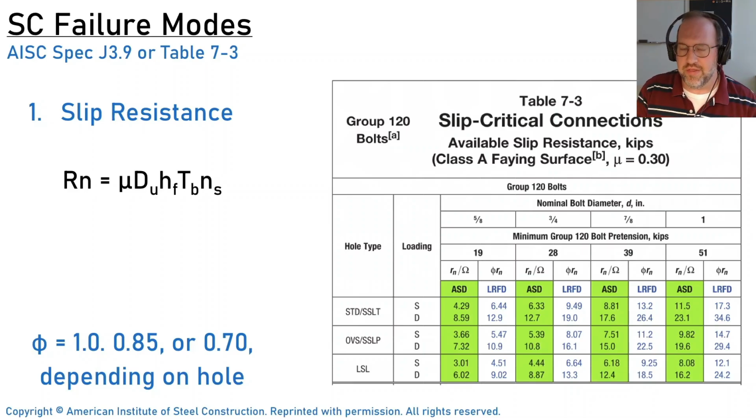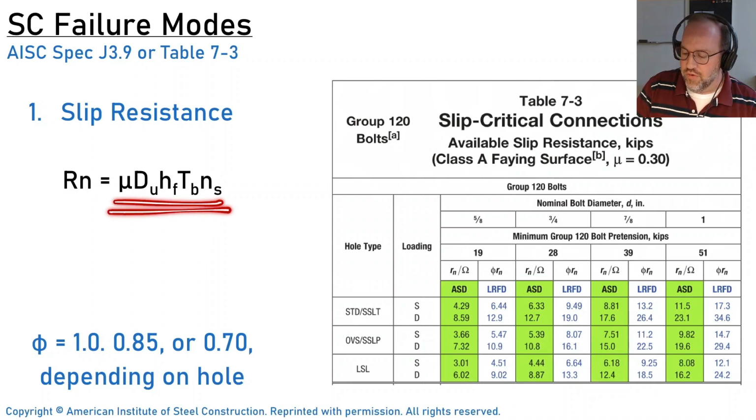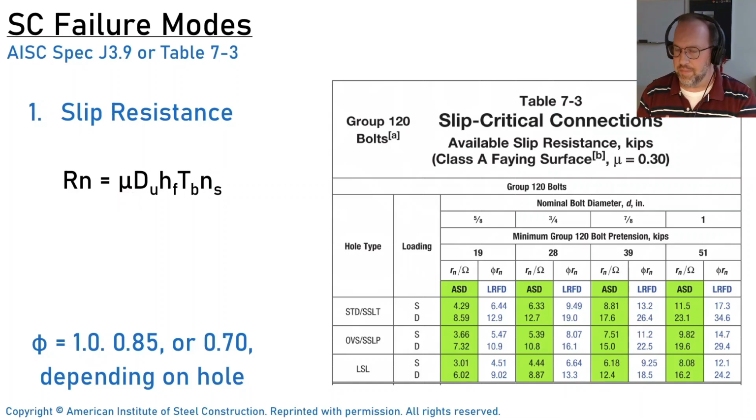So this is going to be in AISC Spec J3.9 or in Table 7-3, and personally I like using the table for this because it really streamlines our process. The equation is not that complicated, but most of these coefficients we'll have to look up in the spec. For example, this is our friction coefficient for the surface, and it depends on how you prepare it. There's a Class A, which is a typical preparation, or a Class B, which is a more rigorous preparation, so you get a higher friction coefficient on that faying surface.